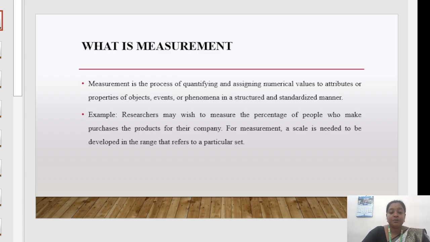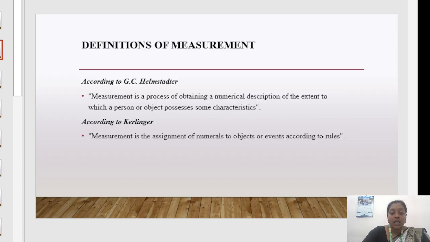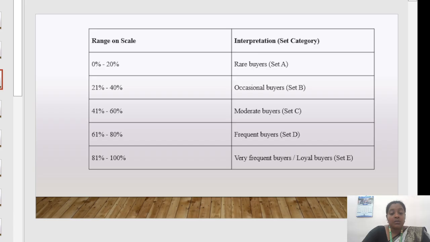Measurement refers to the process of assigning numbers, symbols, or values to the characteristics of individuals, objects, events, or phenomena according to predetermined rules. It provides a systematic method of collecting information about variables in a study. Measurement allows researchers to transform qualitative attributes into quantitative data that can be analyzed and interpreted objectively.